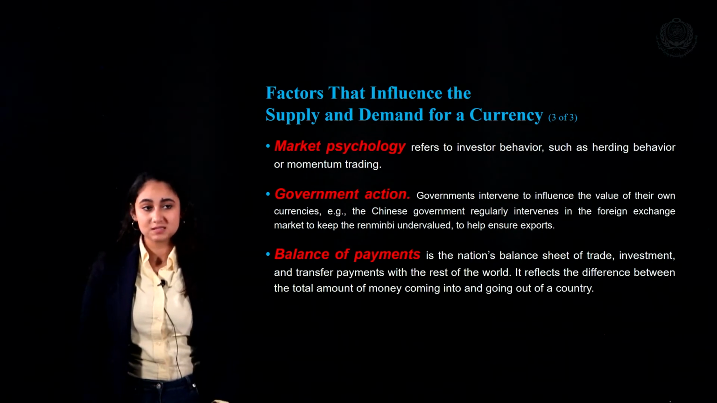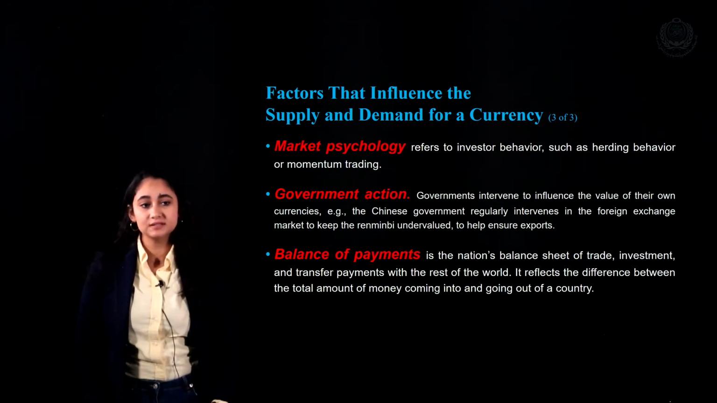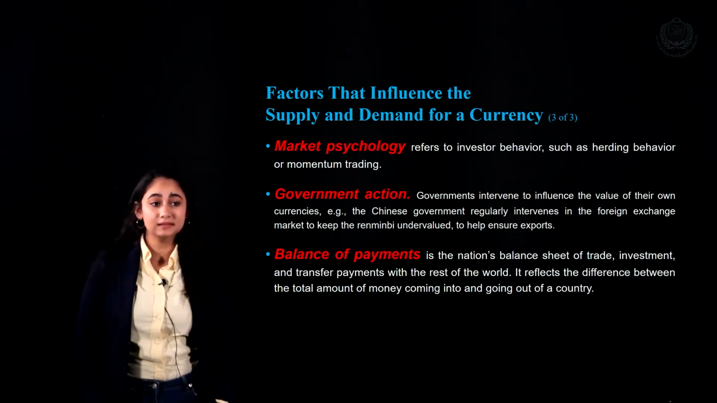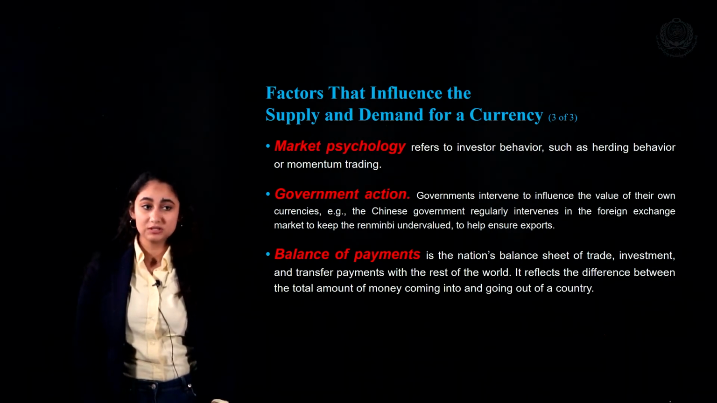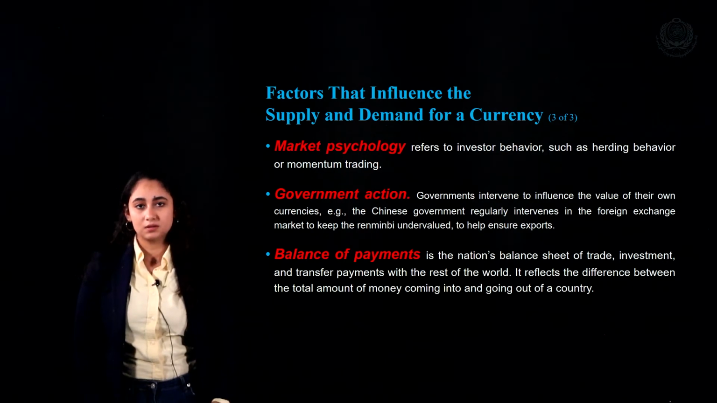Balance of payments is another factor that could influence supply and demand. It is the nation's balance sheet of trade, investment, and transfer payments with the rest of the world, and it reflects the difference between the total amount of money coming in and out of a certain country. This is also another measurement that is used to evaluate and criticize the economic status of certain nations.